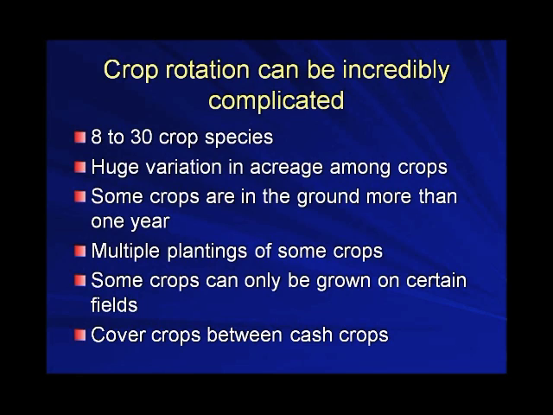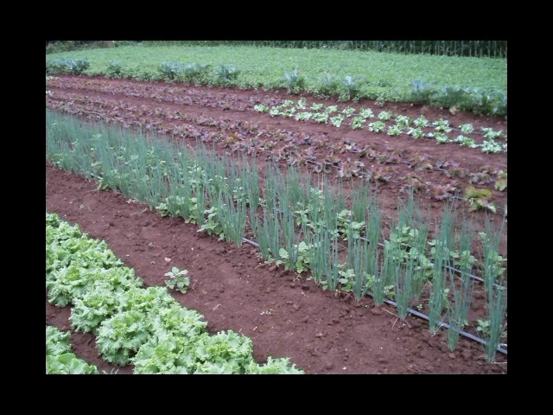And some crops can only be grown in certain particular fields depending on what kind of soil types you have. Some farms may vary quite a bit in their soils, and certain crops may only grow well on certain fields and so forth. And then finally, cover crops have to be intertwined in between the cash crops, and that adds a level of complexity.